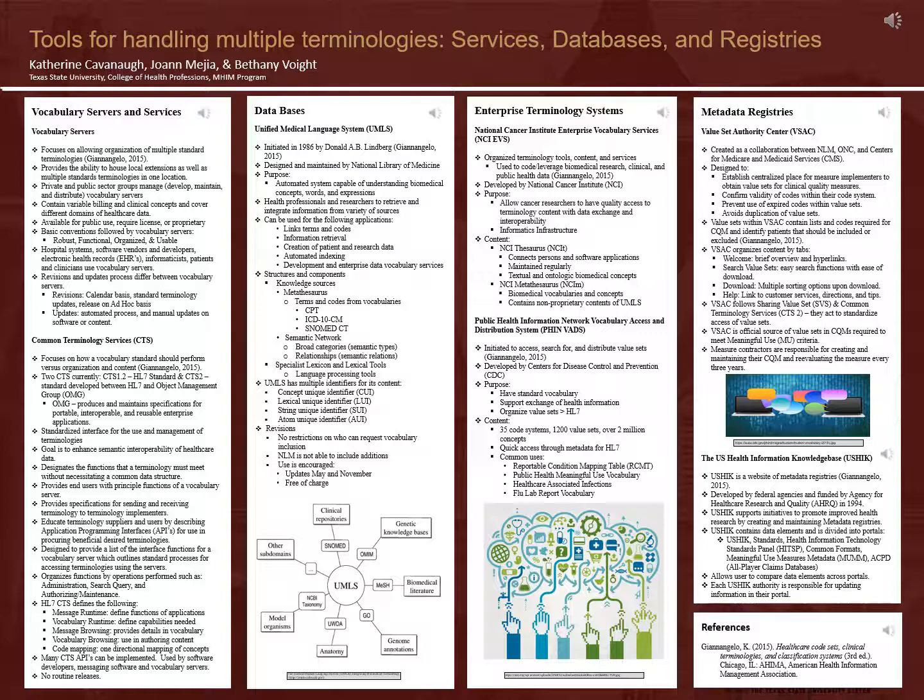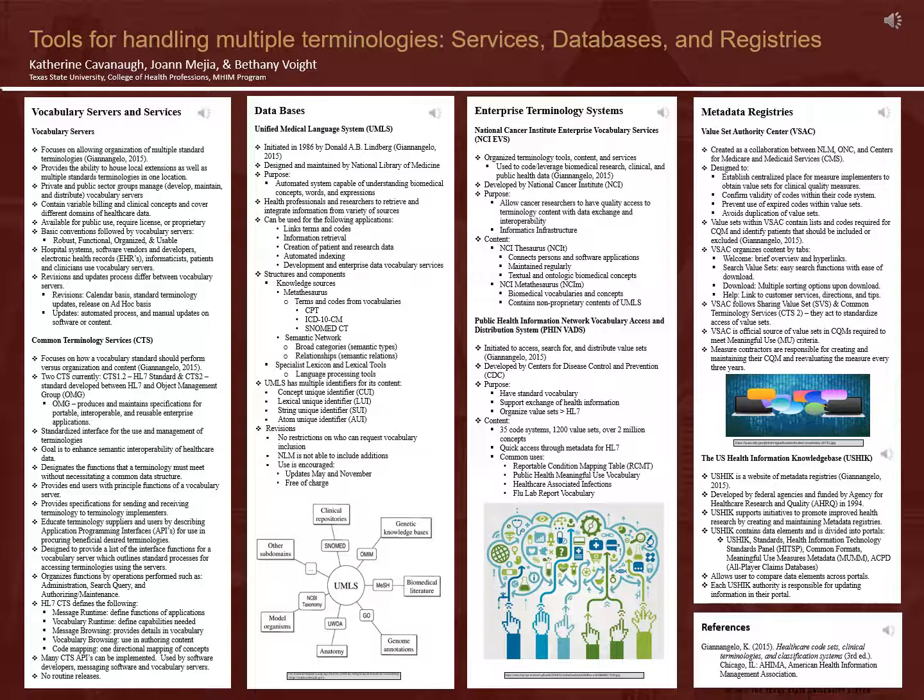In terms of the content, it is made up of an NCI thesaurus and an NCI metathesaurus. The NCI thesaurus connects persons and software applications. It is also ensured to be maintained regularly and allows researchers to become familiar with textual and ontologic biomedical concepts. The NCI metathesaurus involves biomedical vocabularies and concepts, and it also contains non-proprietary contents of UMLS.